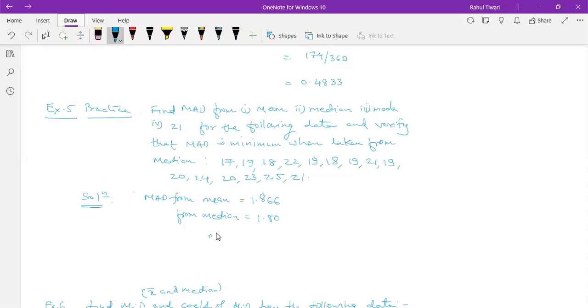Please verify this. Done, sir. And out of all, we are considering this one as minimum, median. Yes, any question?